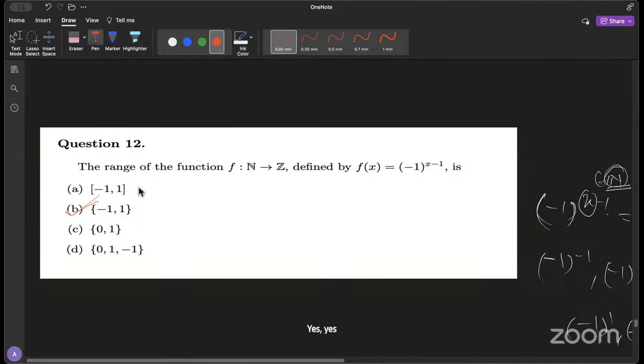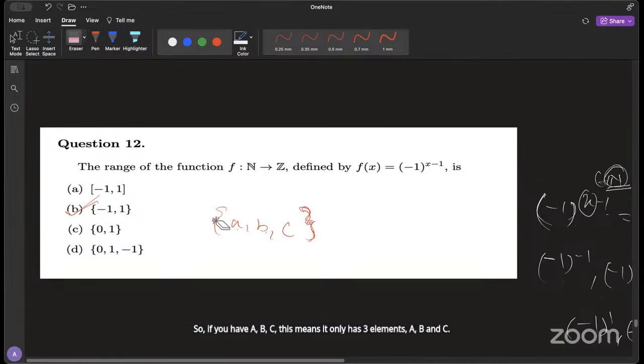Do we have a doubt in these two options? Does anyone have a doubt in these two options? Yes, the curly bracket one makes sense, ma'am. The curly brackets indicate just two values, -1 and 1. That's how we have to take it, ma'am. The curly bracket means, when you have a set, this is the notation for a set, right? So if you have A, B, C, this means it only has 3 elements, A, B, and C. And same as happened here.